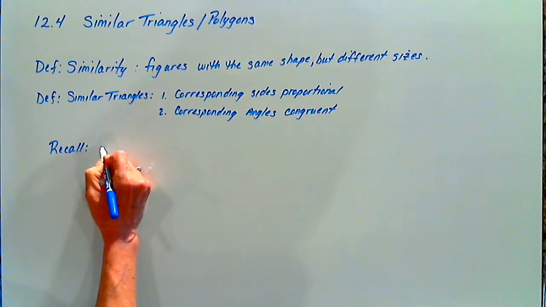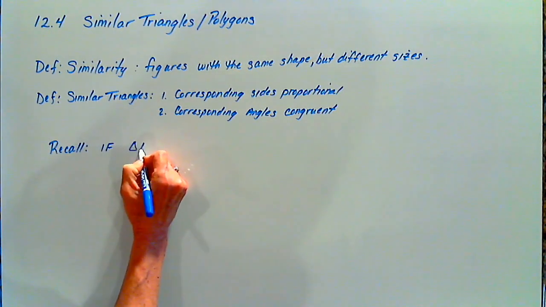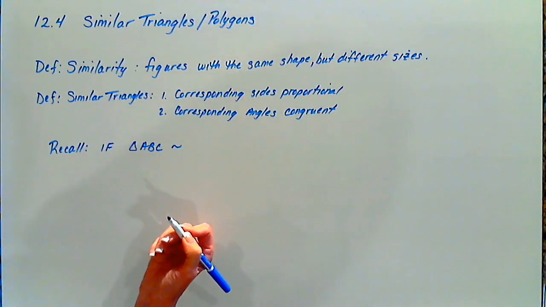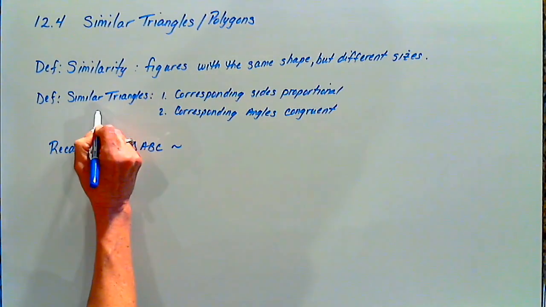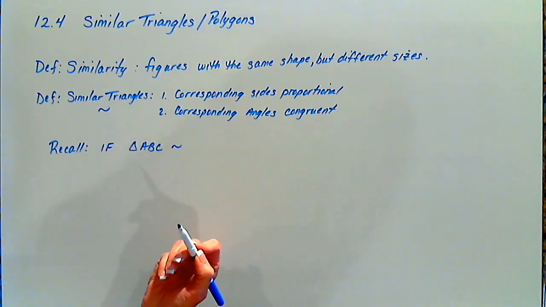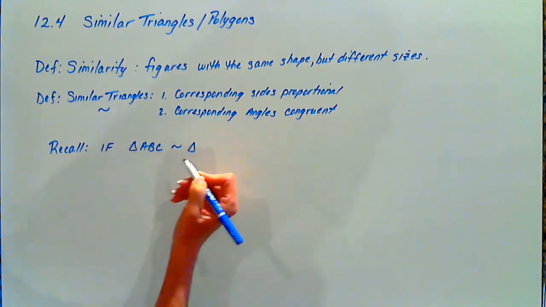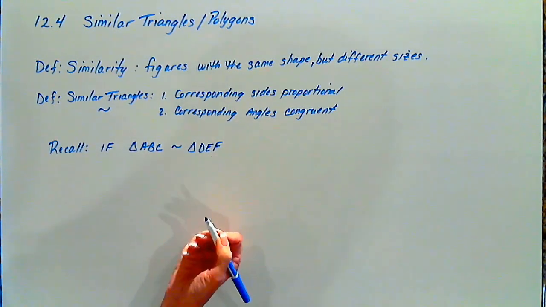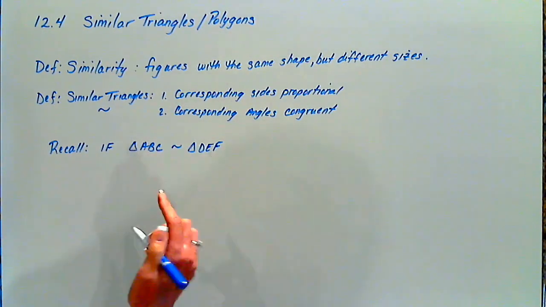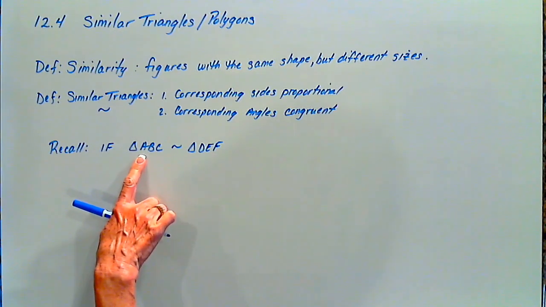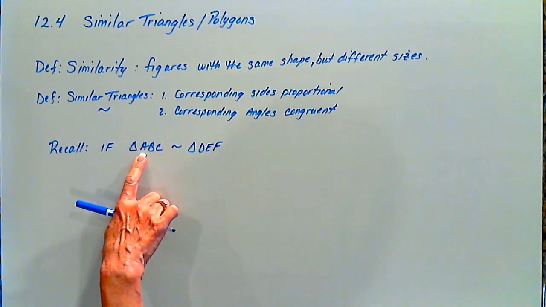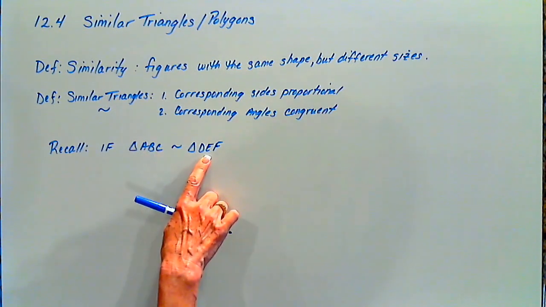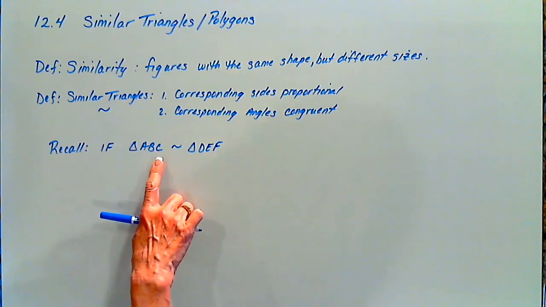So if triangle ABC is similar, and the notation for similarity is just one curve, I'm going to say ABC is similar to triangle DEF. Now, by just looking at the parts, take a look at the order. A, B, C, and D, E, F. Whichever one comes first corresponds to whichever one comes first. Whichever angle comes second corresponds to the second angle, etc.